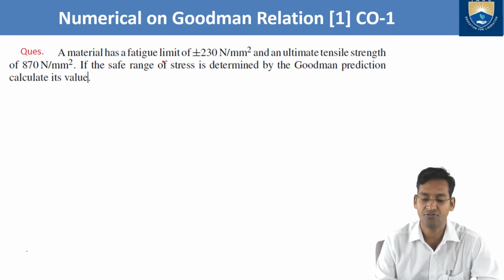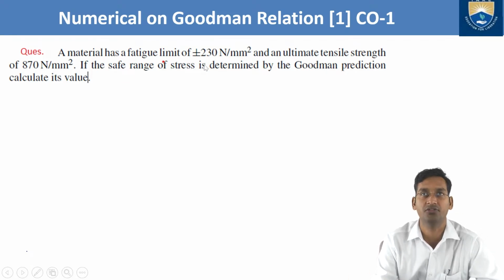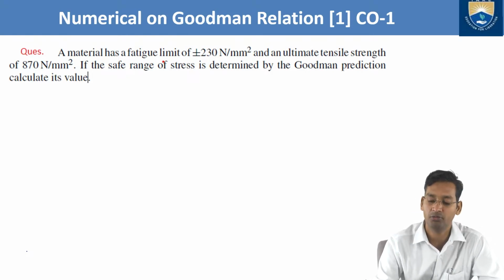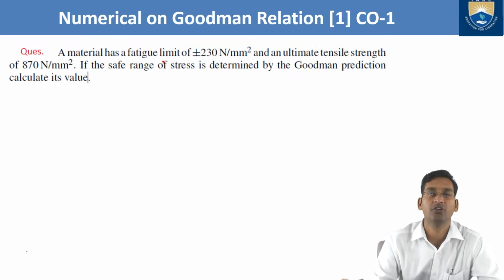A material has a fatigue limit of ±230 N/mm². Just see, ±230 means it's given as a range. And an ultimate tensile strength of 870 N/mm². So what is given here? Ultimate tensile strength is given. If the safe range of stress is determined by the Goodman prediction, calculate its value. So what is to be found? A safe range of stress. We have to find it using the Goodman relation.